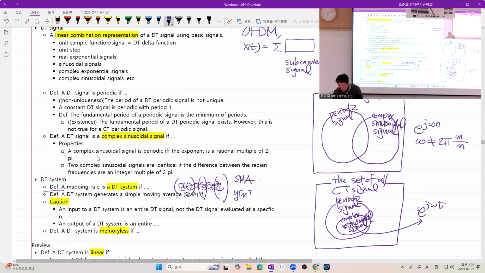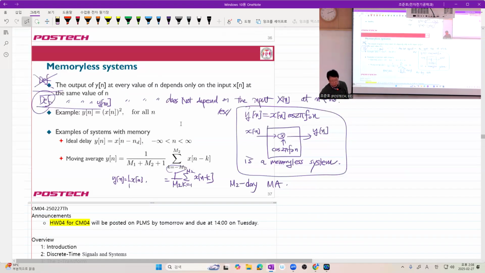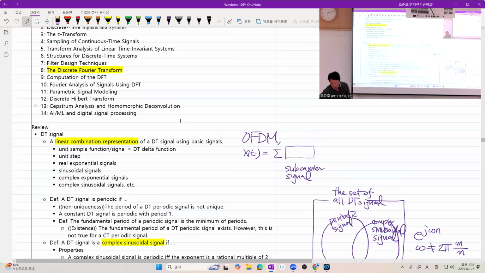Anyway, the simple moving average has the input-output relation very simply given. It adds up M1 plus M2 plus 1 terms of the input. And this input time argument runs from, for example, is it M2 or M1? Just a second. Okay, M1.